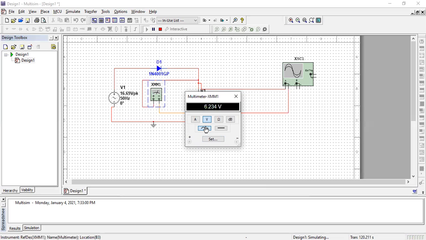So just note down these values, RMS value and average value like this, and then peak to peak value. You have to calculate peak to peak value from the oscilloscope. Okay, so this is all about your simulation part for the half wave rectifier.